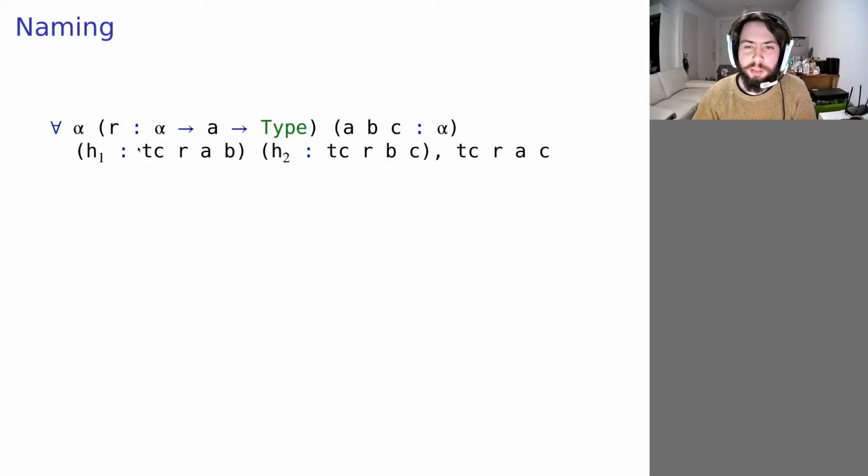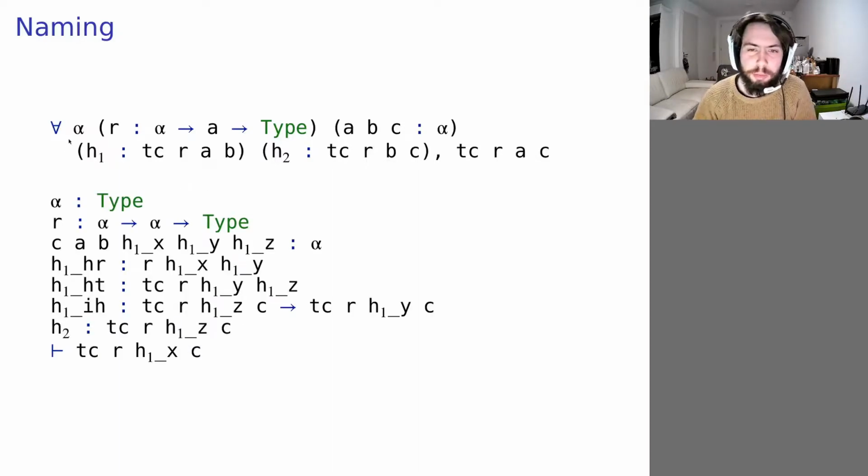It's about the transitive closure of a relation R, called TCR here. And what the lemma is saying is, if the transitive closure relates A and B, and it relates B and C, then it also relates A and C. In other words, the transitive closure is actually transitive, which is non-trivial with the particular encoding of the transitive closure that we're talking about here.